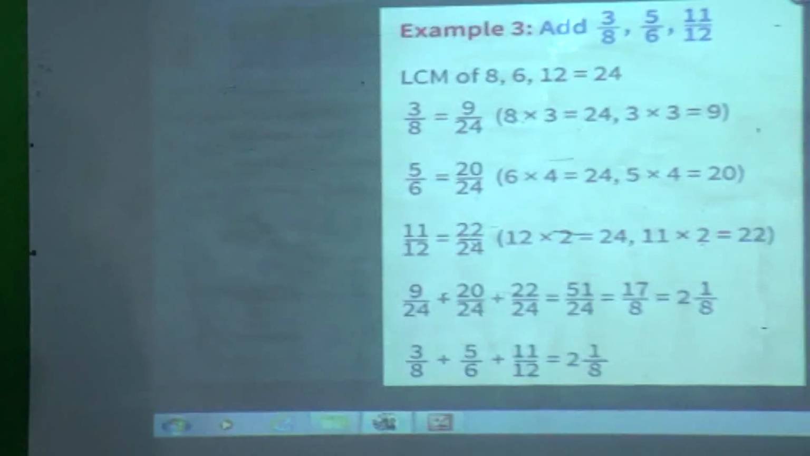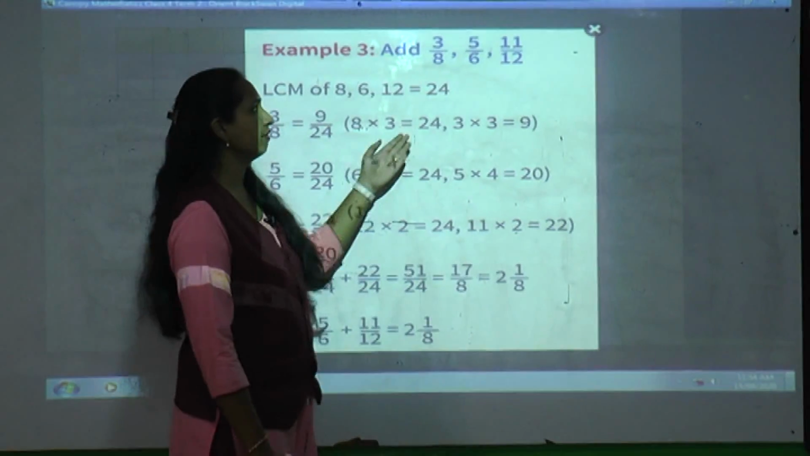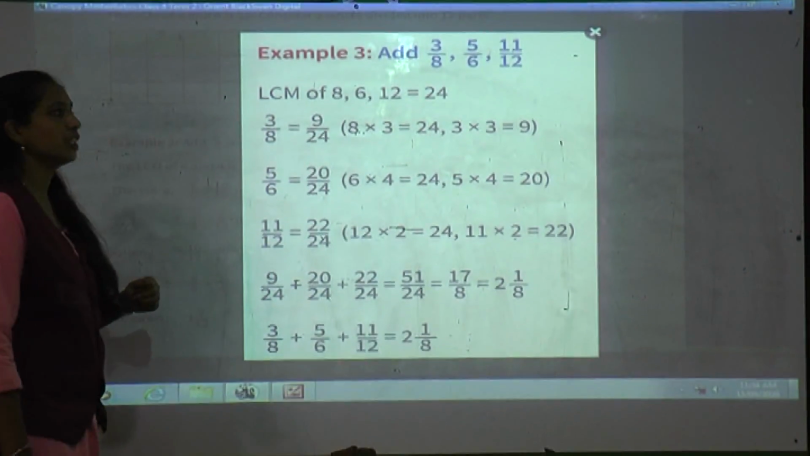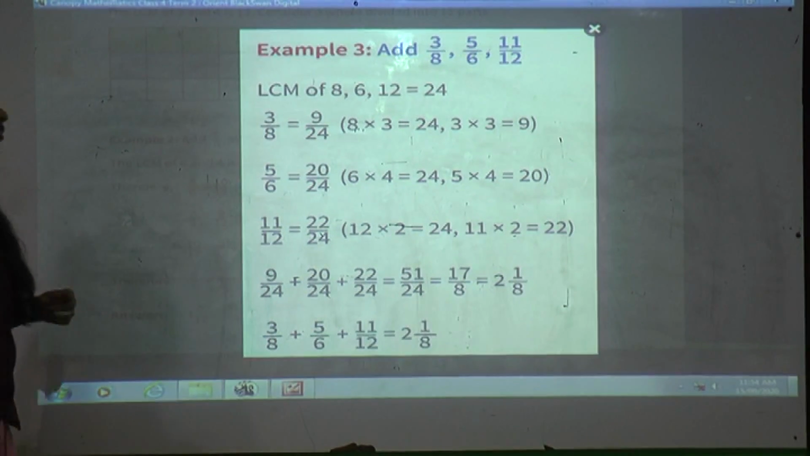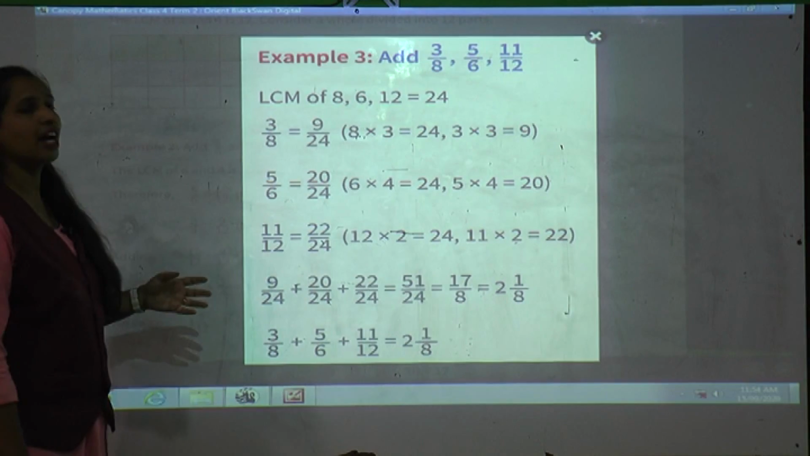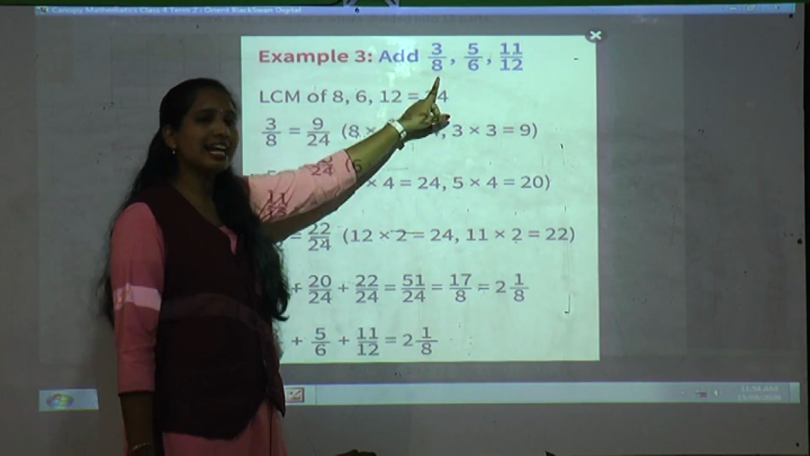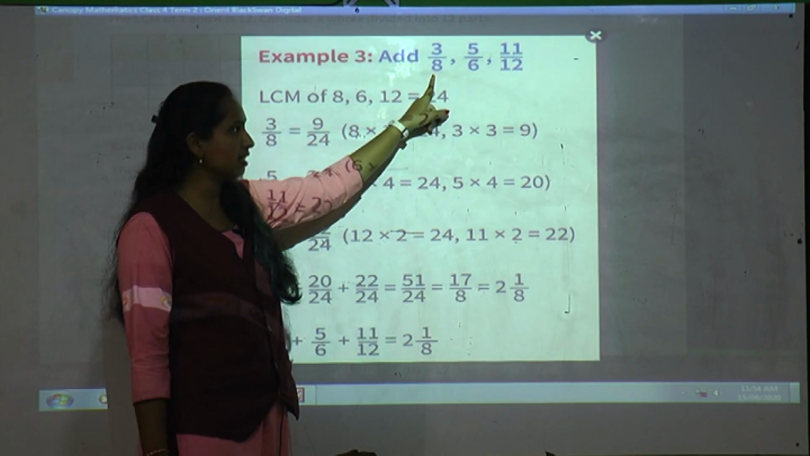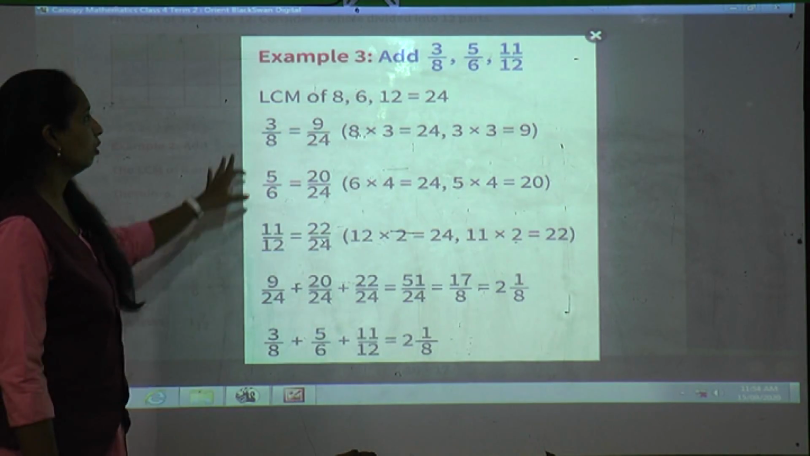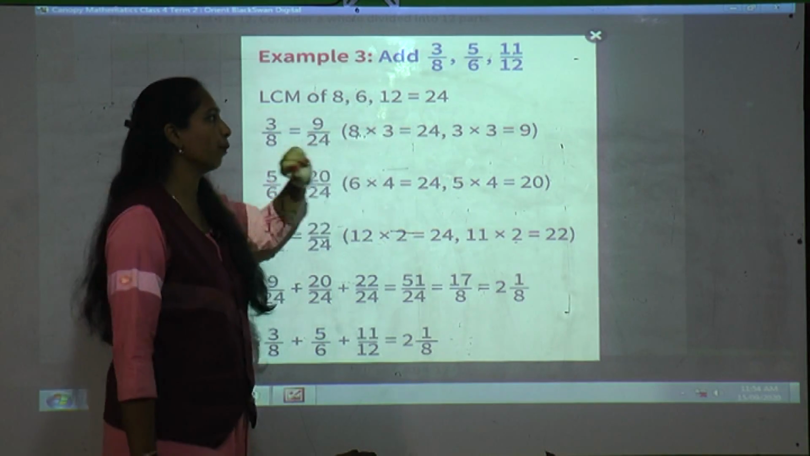Just have a look. Now what is example number 3? Add 3 upon 8, 5 upon 6 and 11 upon 12. So first we need to find out the LCM of 3 numbers because the denominators are not the same. So first we have to convert these unlike fractions into like fractions. Like fractions means the denominators will be the same. So the LCM of 8, 6, 12 is 24.